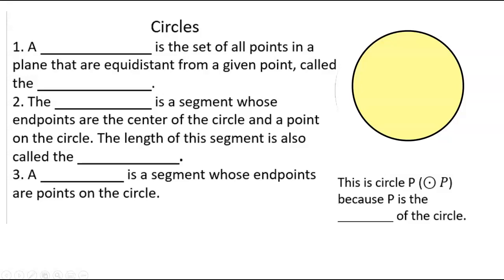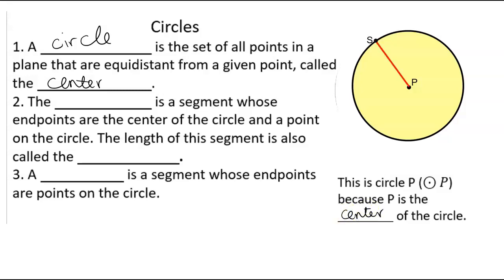So, this is a circle here in yellow. A circle is defined as the set of all points in a plane that are equidistant from a given point, called the center. Equidistant means the same distance away. So we have center P here. This is why this is called circle P, because P is the center of the circle.